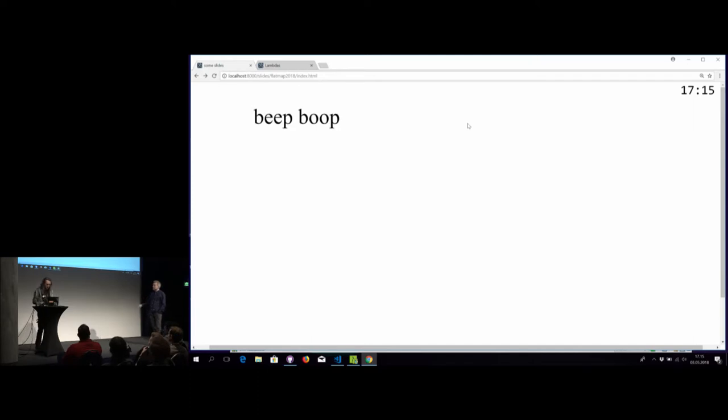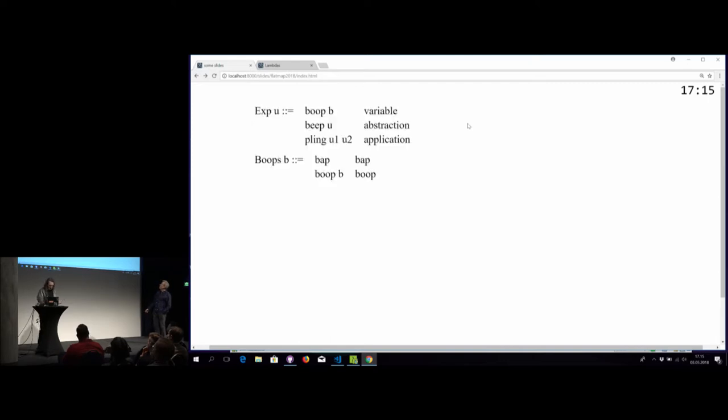So this leads us to the syntax we are introducing, which is beep boop, which solves all these problems. An expression can be a boop, which is a variable, followed by more boops and then a bap, which is a variable reference. A beep is a lambda, a pling is a function application, and the pling goes before the function and the argument. It's maybe not so clear what happens in the boops thing. It accumulates boops and then terminates in a bap.